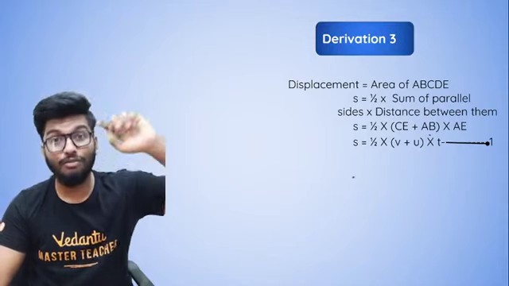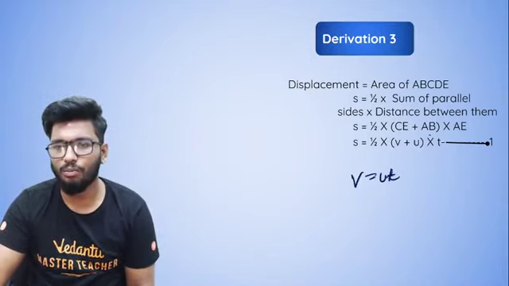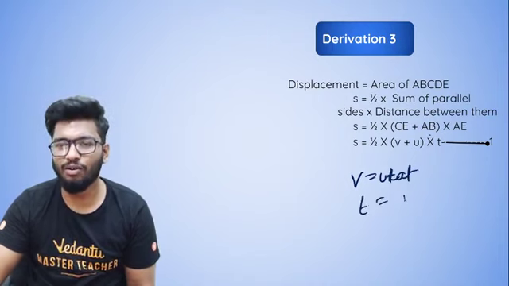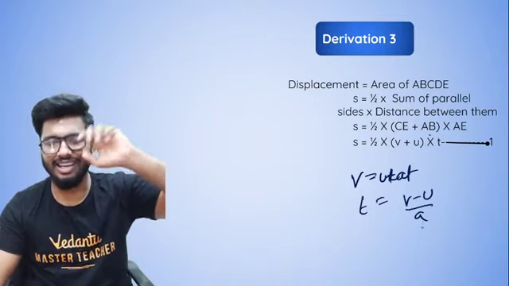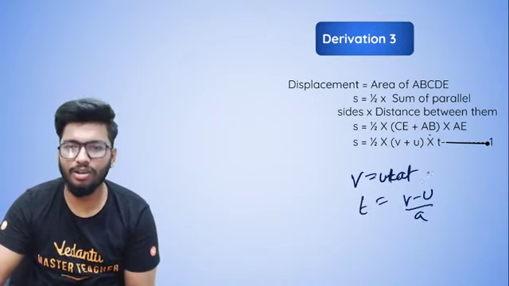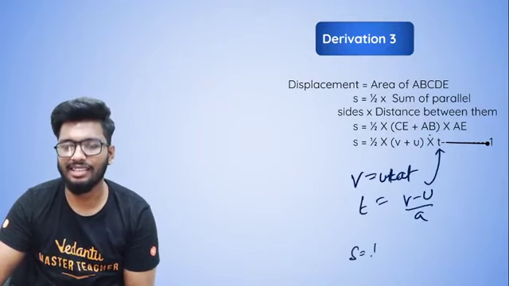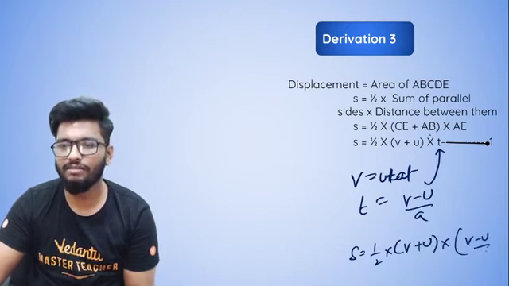Now what I'm going to do is, from the first equation of motion, that is V is equal to U plus AT, I am going to find out what the T value is. So T is equal to V minus U divided by A, just rearranging the equation. Now I'm going to substitute this in place of T. So what will I get? S is equal to half into V plus U into V minus U divided by A.